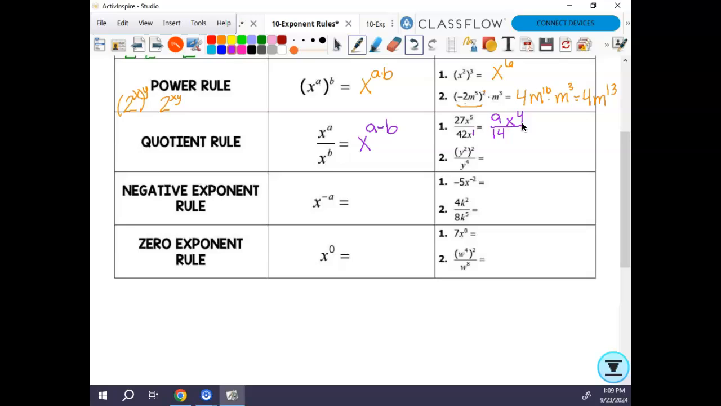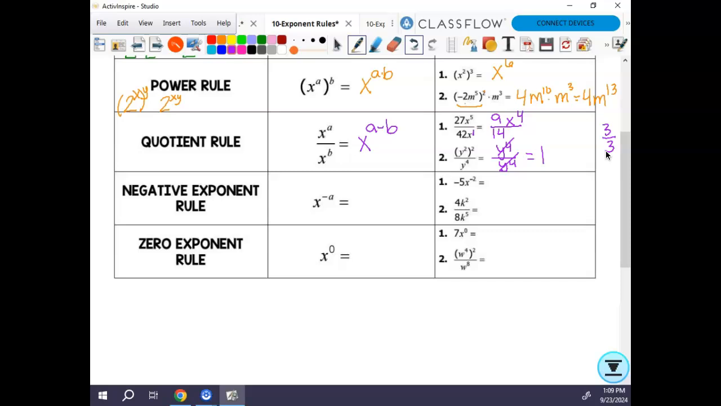Y squared to the 2nd power is going to give me y to the 4th divided by y to the 4th. Does that give me 0? No, it does not. They cancel out, and you get 1. That's like saying 3/3 is 0. It's not, it's 1, right? Same thing with variables there.